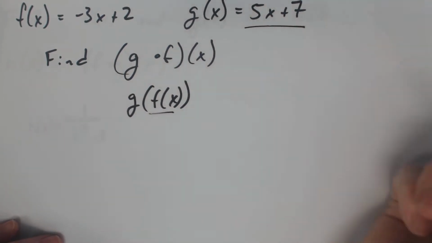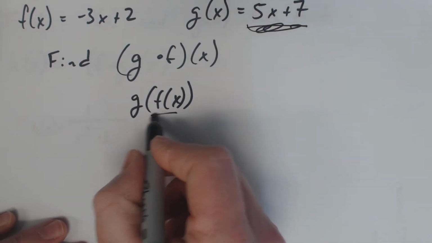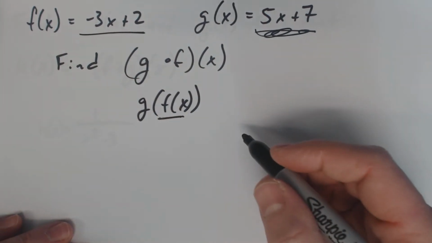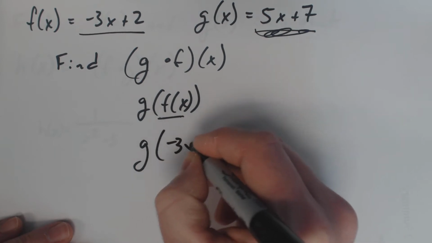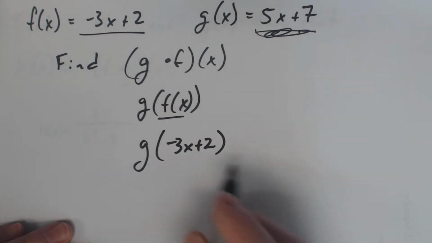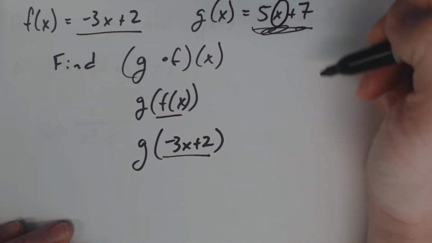F of x is... oh, shoot. I can't read. F of x is negative 3x plus 2. So I'll replace that with negative 3x plus 2. Now this guy goes in right there into g.